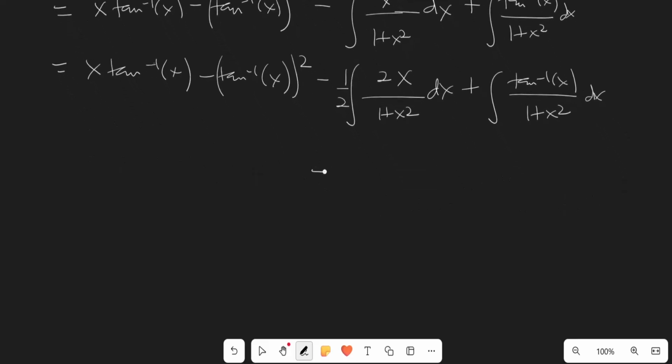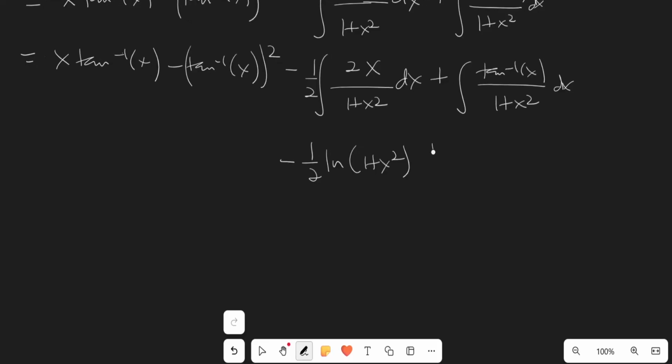Let me tackle this one for now. So this one, the differential of the denominator is the numerator. So this is just the natural logarithm of the denominator. The denominator is positive, so you don't need to put it in absolute value, plus the integral of this one, integral of tan inverse of x all over 1 plus x squared dx.